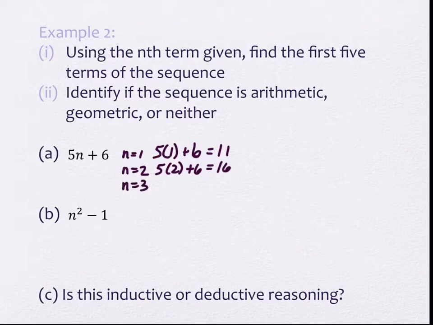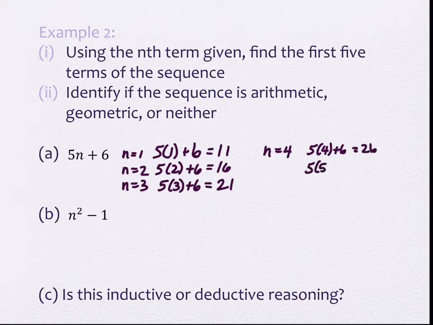N equal to 3. 5 times 3 plus 6. 21. N equal to 4. 5 times 4 plus 6. What is it? 26. And if we do 5, you probably don't even have to actually do it. You probably see a pattern. What's this number going to be?